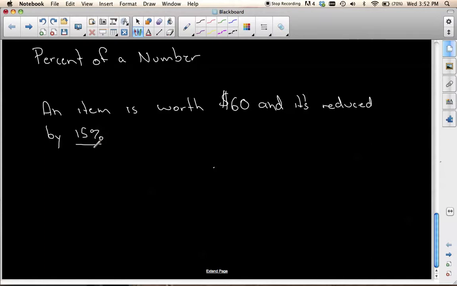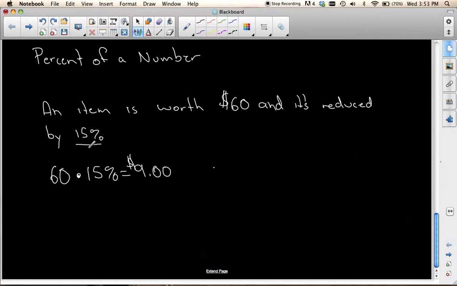So I can do it a couple of ways. I can go and be like, alright, well, I got $60, so that's how much my item costs. And I can multiply it by 15%. And 60 times 15% will give me $9. So I can do it that way.